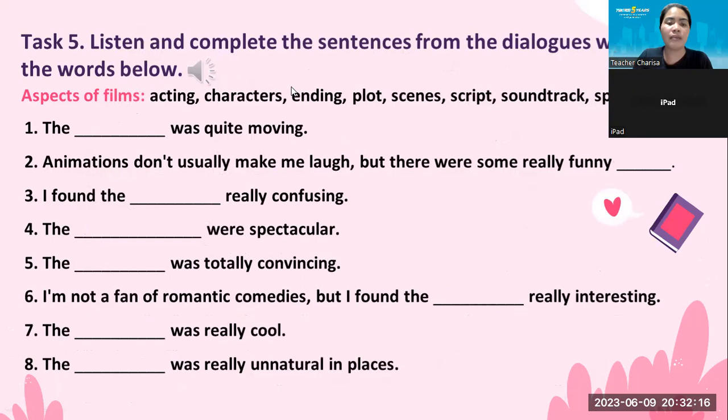Okay, task five. Complete the sentences from the dialogue with the words below. Go. And please answer that. You can choose.